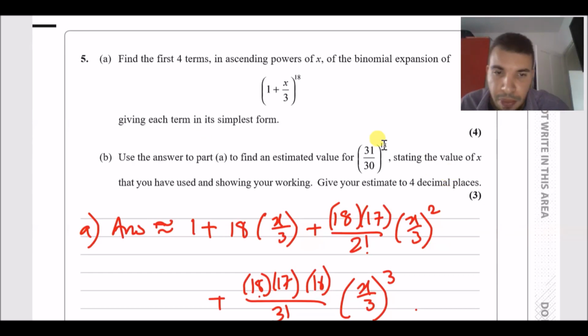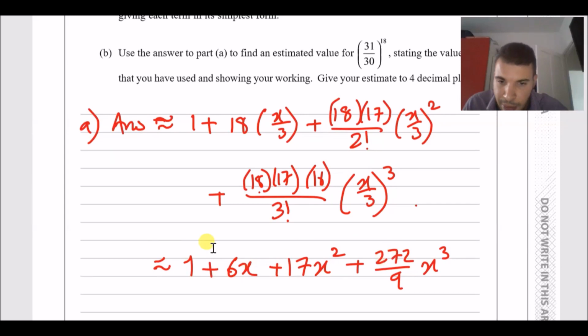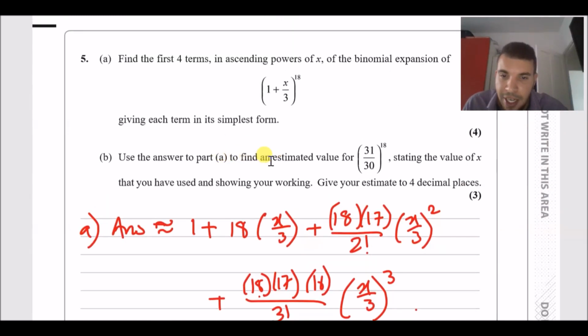Okay, next one, part B, yeah? So using the answer to part A, so our estimate equation right here, to find an estimate value for 31 over 30 to the power 18, stating the value x that you have used and showing your working, give your estimate to 4 decimal places. Alright, it's a little tongue twister.